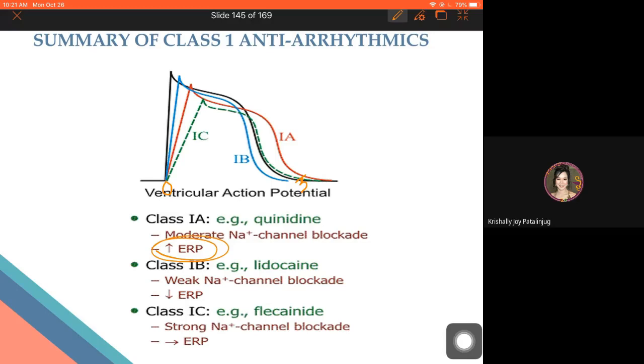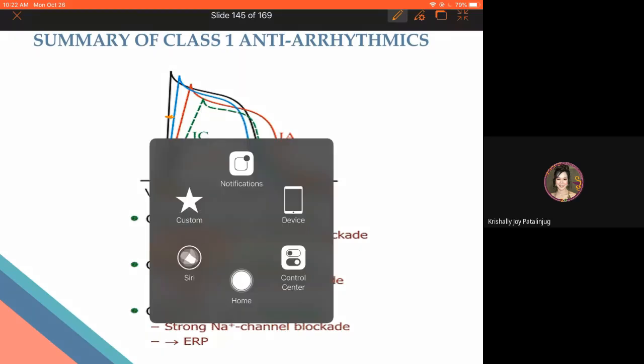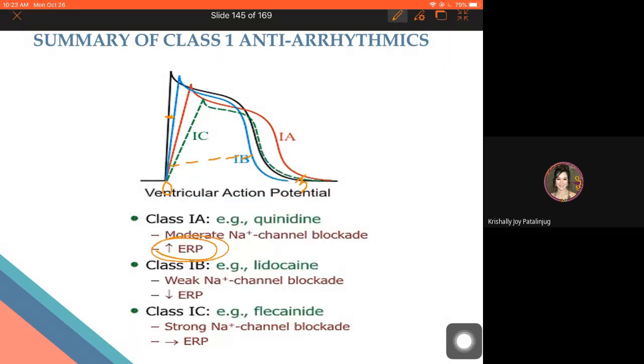So, kulay blue. Tingnan yung kulay blue. Konti lang yung difference ng depolarization time. Ang nangyayari sa action potential duration, na-shorten, kasi nga weak siya, weak na sodium channel blockade. So, naso-shorten niya yung action potential duration or the effective refractory period.